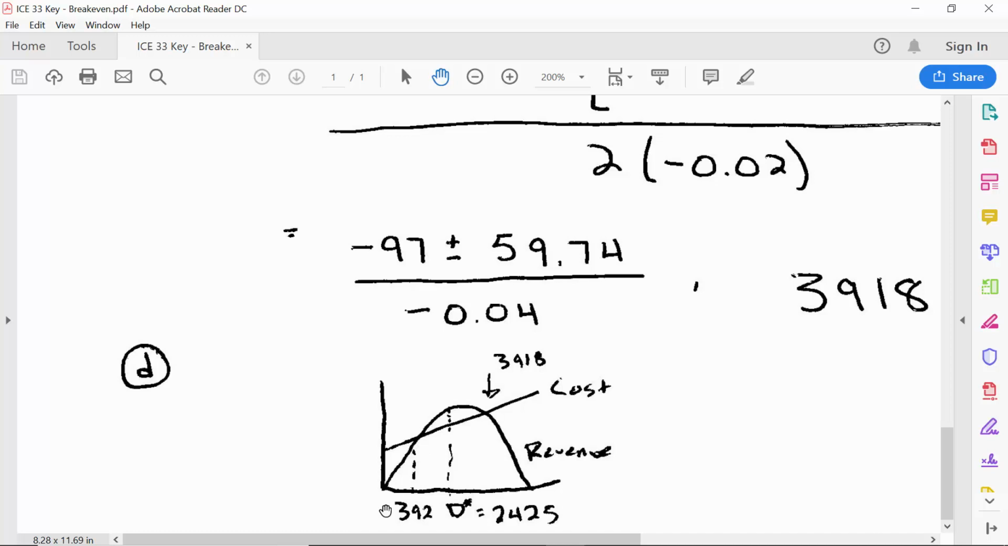Oh, you're right. Yeah, that says 392. I got a little dyslexic there. 932. Thank you. I'll fix that.